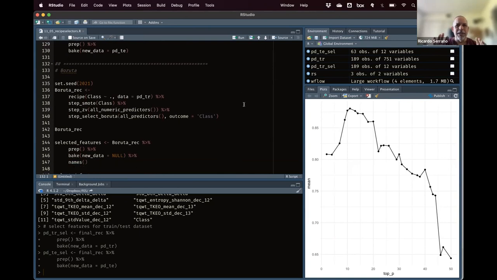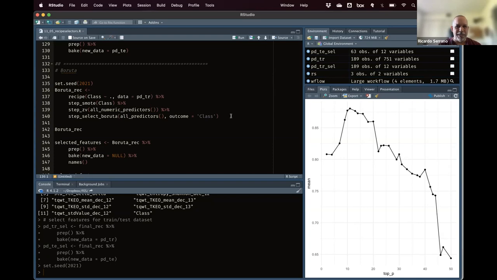Okay. So this one is using Boruta. Remember Boruta, that we introduced? Well, the recipe selectors has a step for Boruta also. So I said, okay, let's see what Boruta can give us. I'm just going to run it pretty fast. So this is going to be the recipe for Boruta.